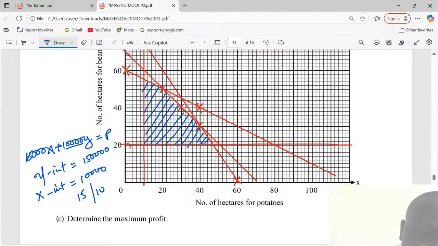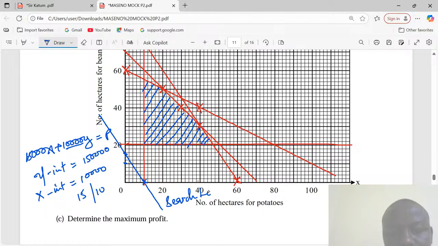Where is 15? This is 10. 12, 14, 15 is there. Then 10 is already here. So when I join that, I'll have the search line. This is what we call a search line. We are supposed to slide the search line into the region.